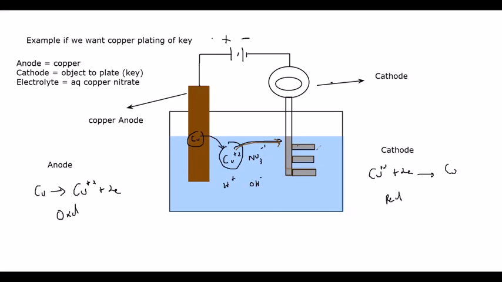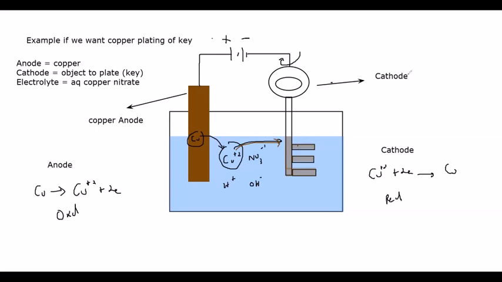We should rotate this key continuously. Why should we rotate this key continuously when we are electroplating? To put it in all directions, to have a uniform layer, because maybe the electrolyte may not have an equal distribution of the copper ions. So you have to have a uniform layer or uniform plating. The key should be rotated.